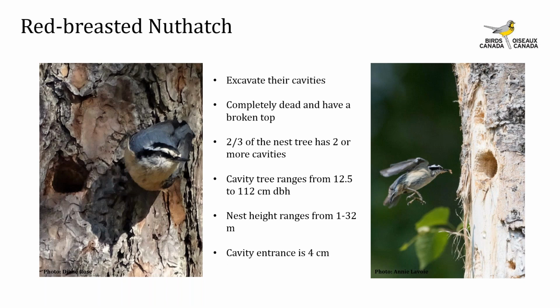The tree diameter ranges anywhere from 12.5 to 112 centimeters diameter at breast height, a wide range, and the nest height ranges from 1 to 32 meters above the ground. The cavity entrance is similar in size to the white-breasted nuthatch. It's very small, averaging about 4 centimeters.